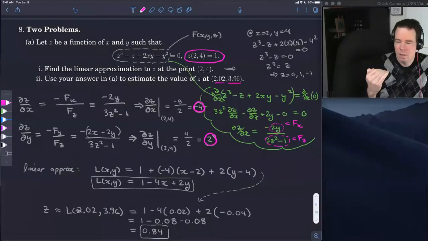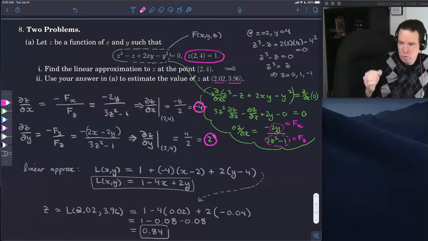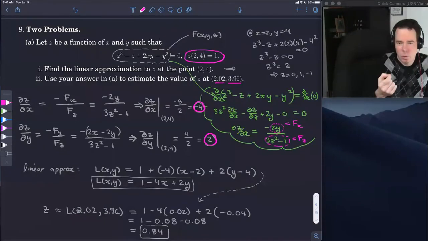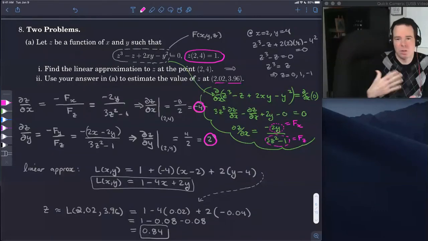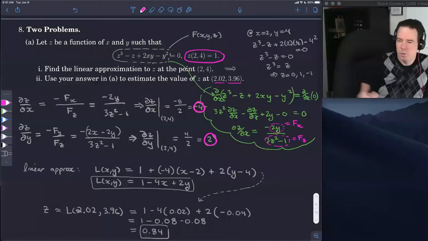But then the next one, if I move from 4 to 3.96, I'm moving in the negative y direction, 0.04. And for every movement, this 2 tells me that if I move in the positive y direction, I jump up. So it's telling me that if I move in the negative y direction, I'm going to drop down. This is slope. This is telling me the slope is 2. So if I move in the positive direction, I go up. Or conversely, if I move in the negative direction, I drop. So here I'm moving backwards 0.04.